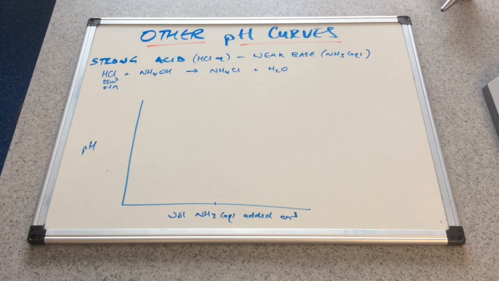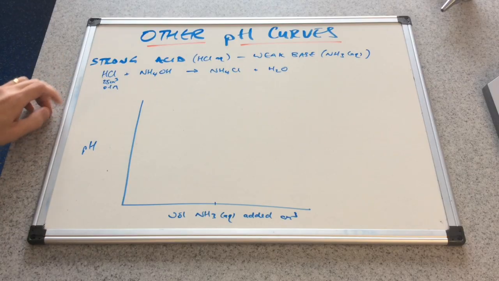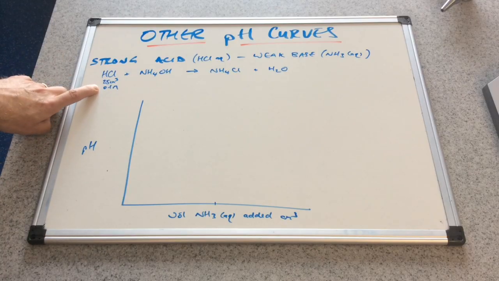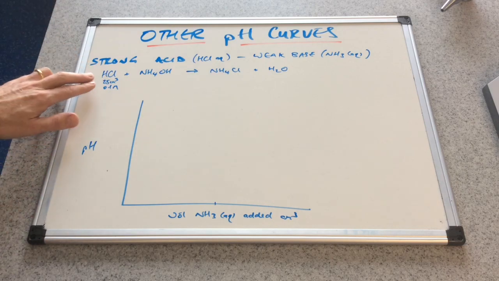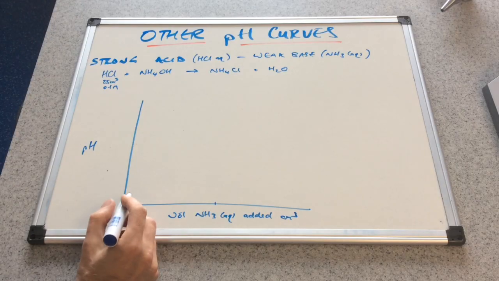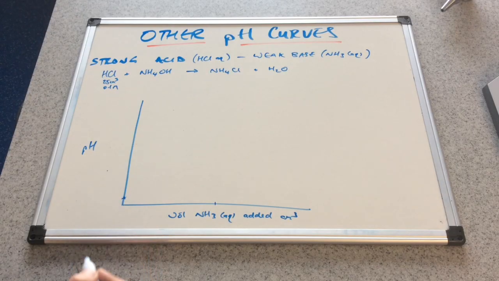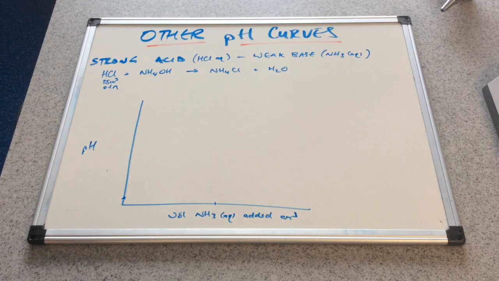You can see I've written up there, I'm using 25 cm cubed of hydrochloric acid. That will be in a conical flask. Its concentration is 0.1 moles per decimeter cubed. And then we're going to add the ammonium hydroxide to that. The starting pH is going to be very low because HCl is a strong acid, so we'd start down in the pH 1 region.